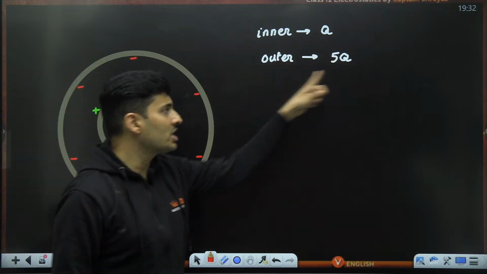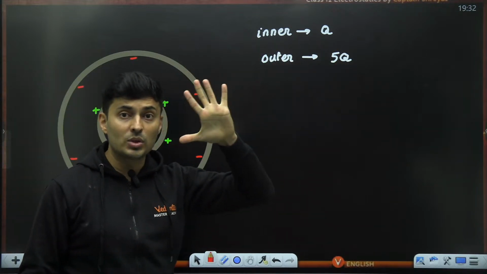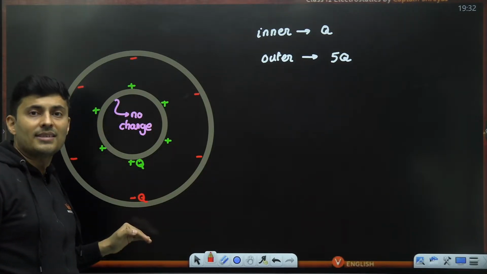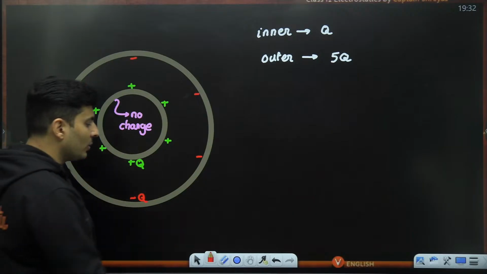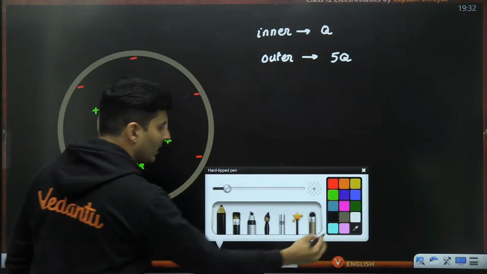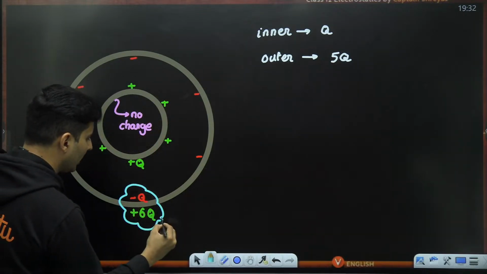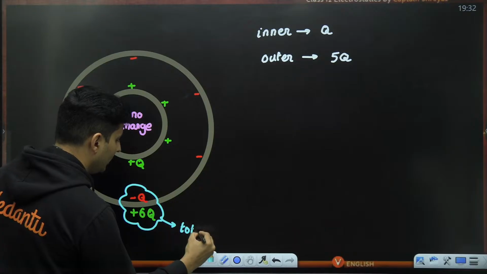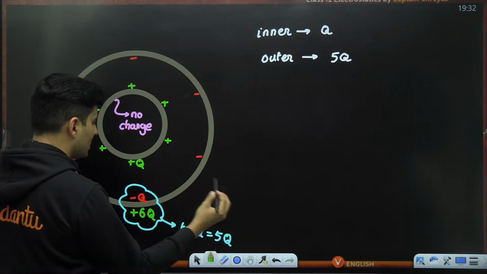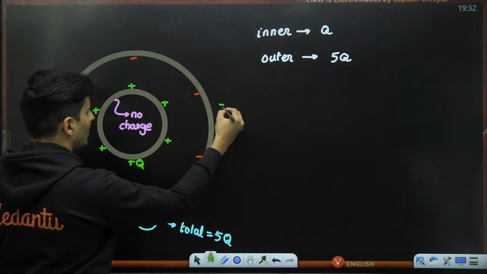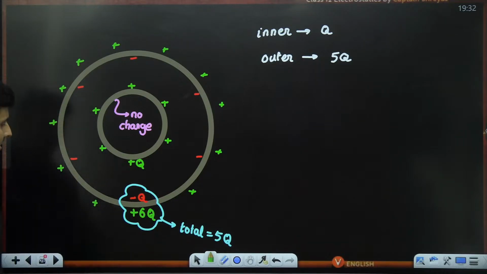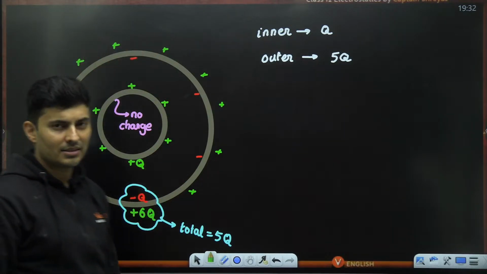Now, the outer shell together totally had 5Q charge. So if it has negative Q on the inner side, what should be on the outer side so that the total is plus 5Q? It is very obvious that it should be plus 6Q, so that the total will be basically 5Q. Charge has to be conserved. So there will be a charge of 6Q on the outermost surface. Is this clear?